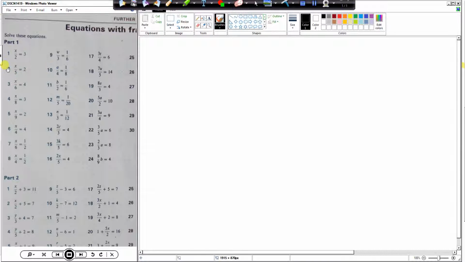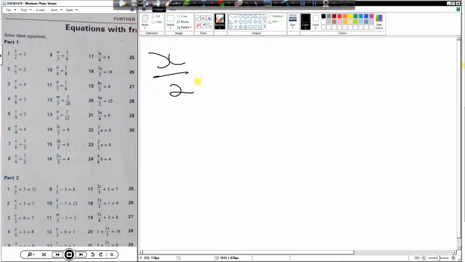Let's have a look at question number 2. So x divided by 2 is equal to 3. Let's start with something very simple and then we move on. Now x is being divided by 2. Opposite of divide by 2 is times by 2. So that will give us an answer of x is equal to 6. That's your very basic fractional question: how you get rid of the fraction, and it becomes the times.